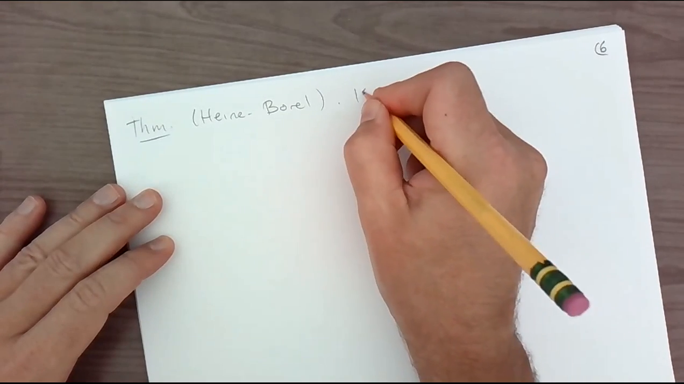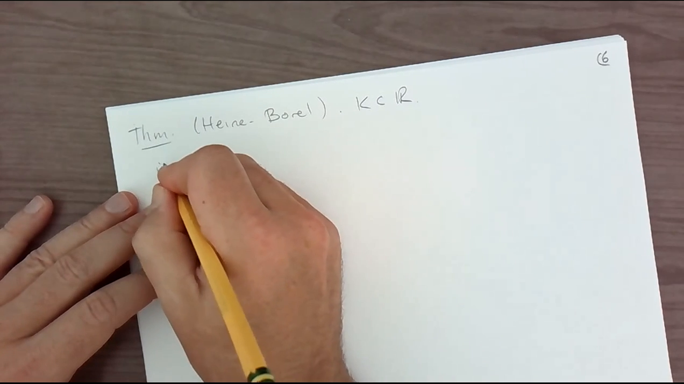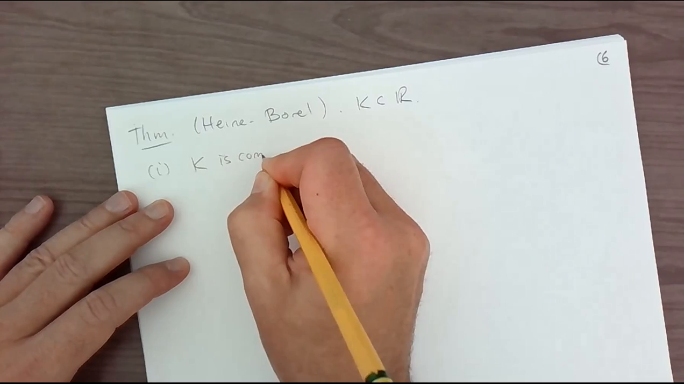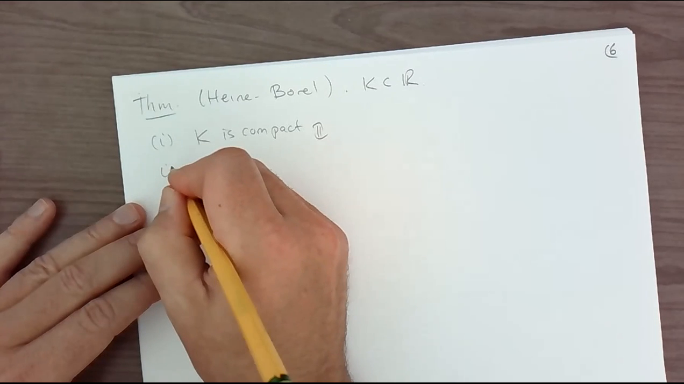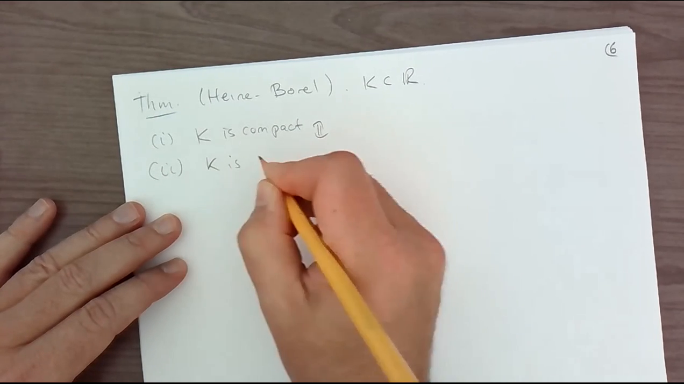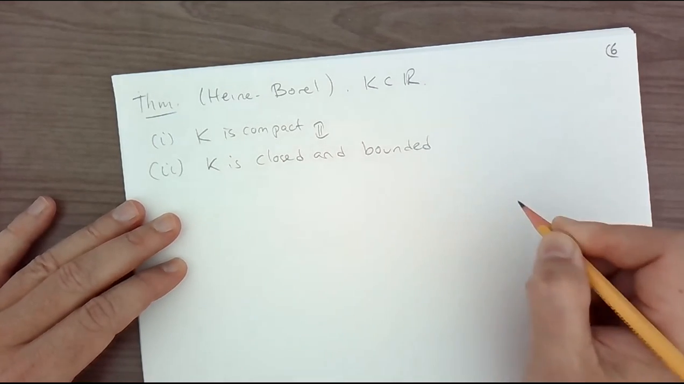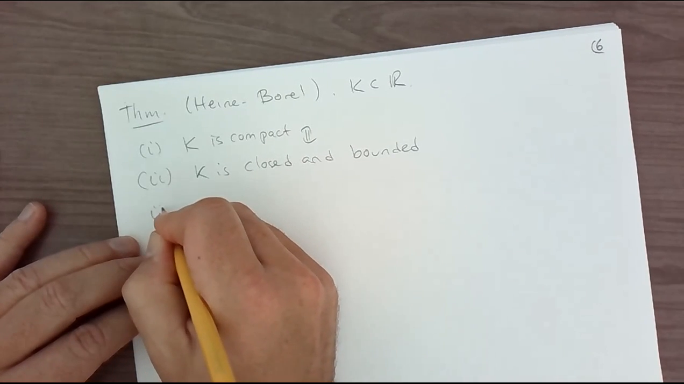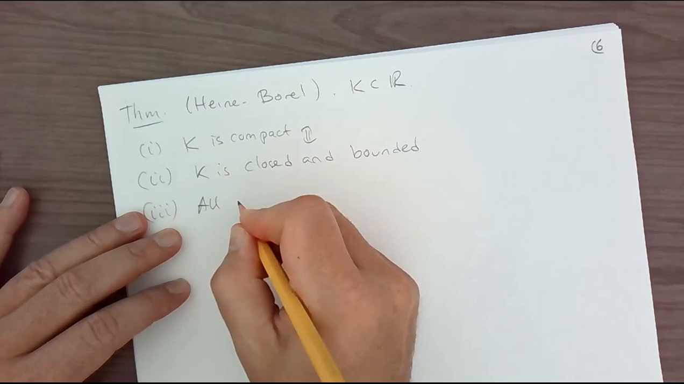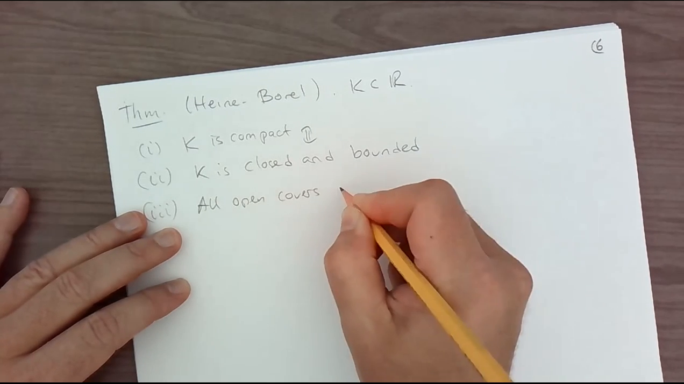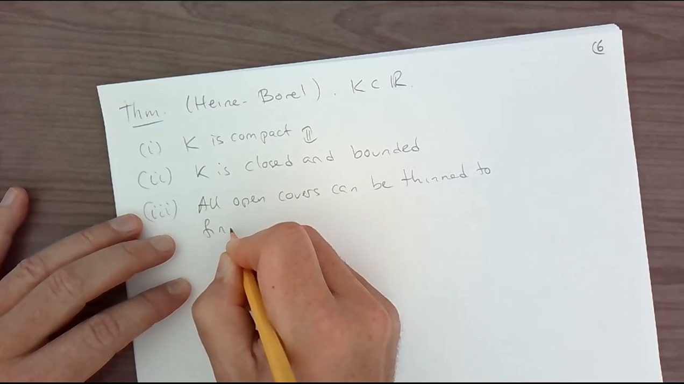So K is a set here in R, and we have that K is compact, if and only if K is closed and bounded, if and only if all open covers can be thinned to finitely many.